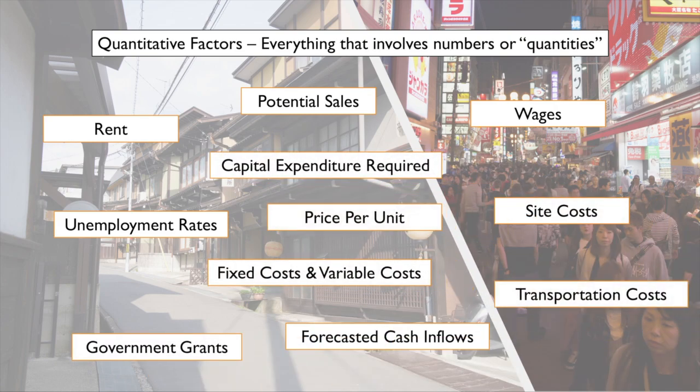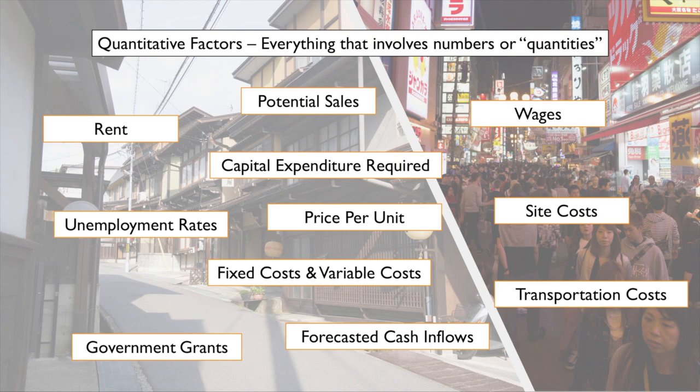One, capital expenditure required. Are we going to need to purchase some things or make investments up front? Are we going to need to buy a sign or some machines or anything like that in order to get started? Part of that is site costs as well. Site costs. Do we need to outfit this location? Do we need to install a counter? Do we need to modify the windows? Things like that. What are the unemployment rates nearby?